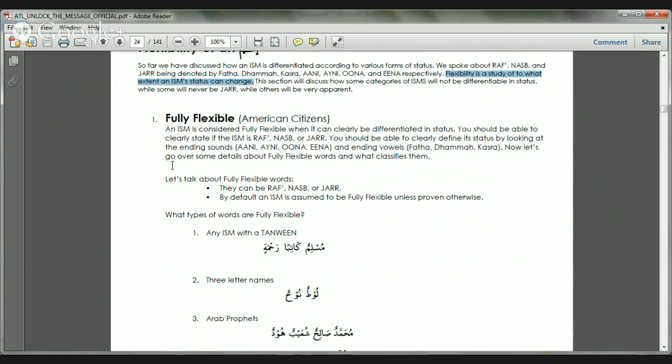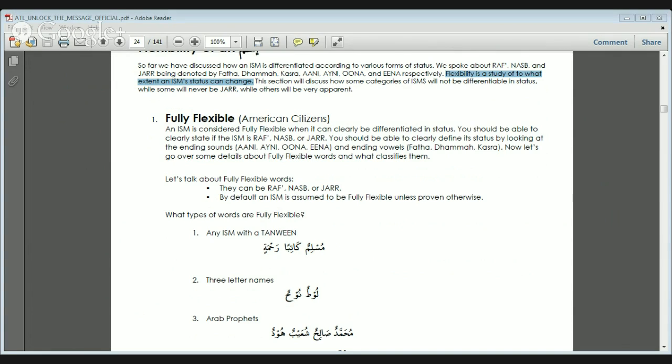So let's write that down. The first category we said is what? Fully flexible ism. And we said what about fully flexible isms? American citizens. They are American citizens.